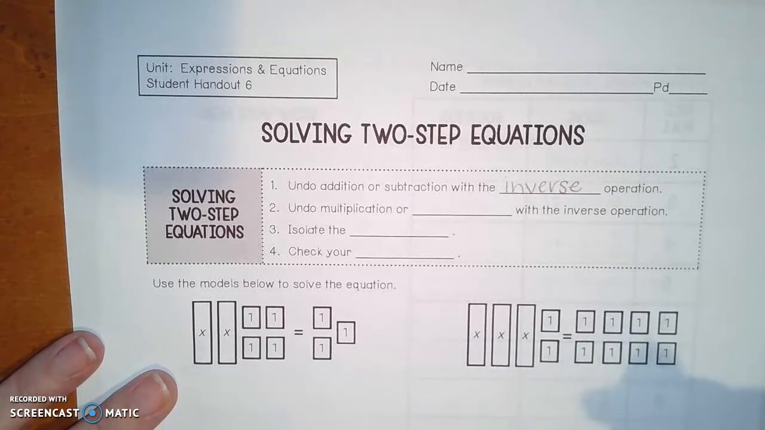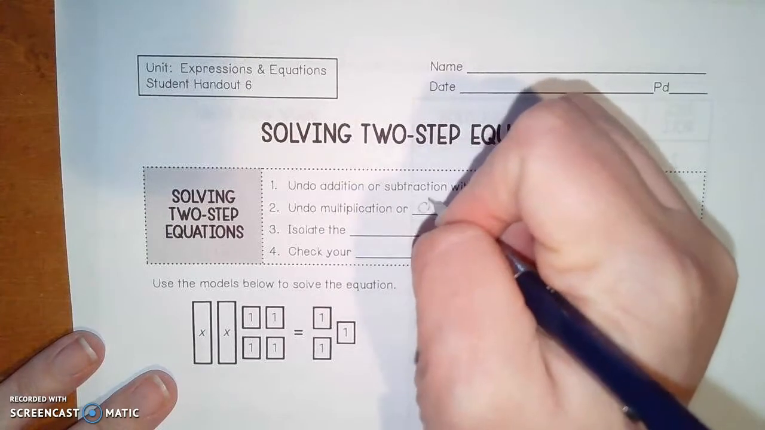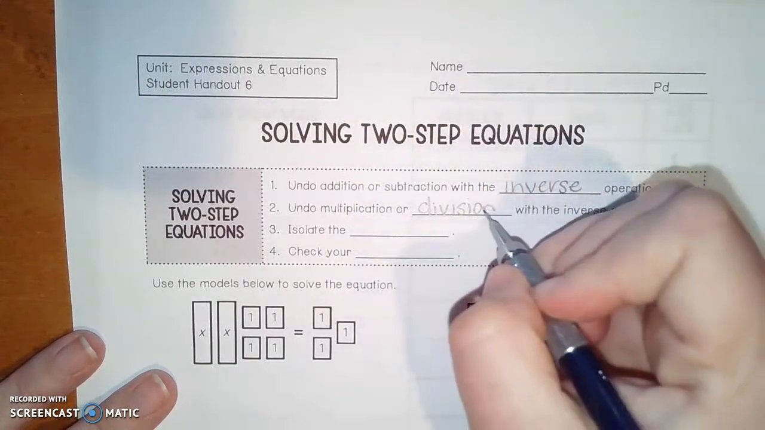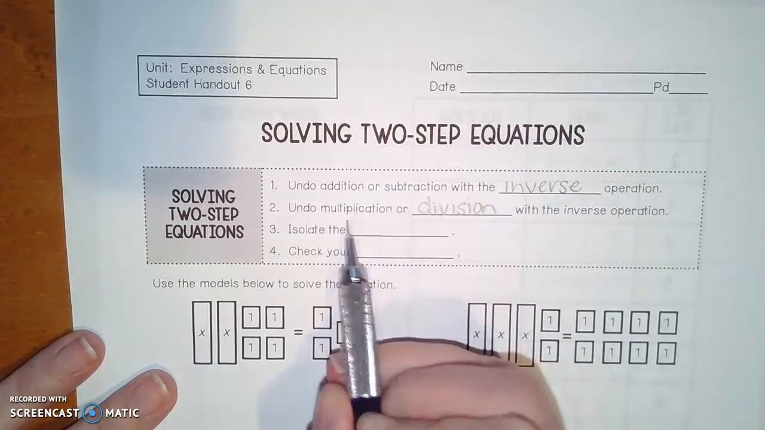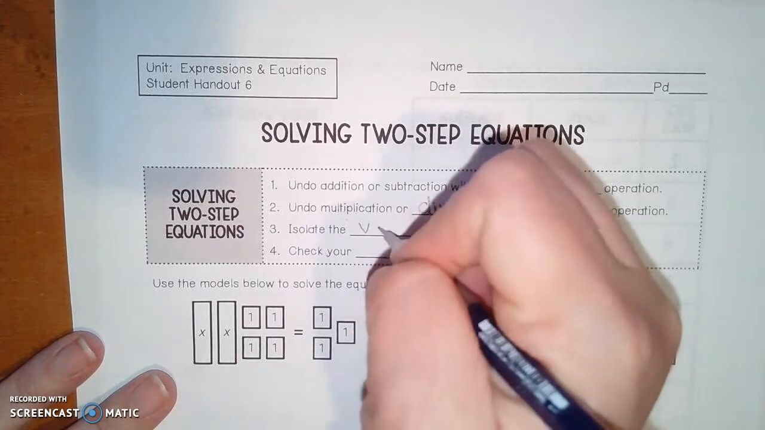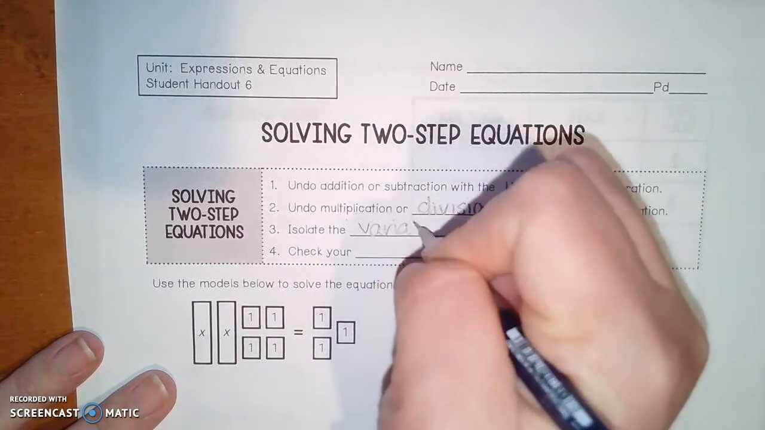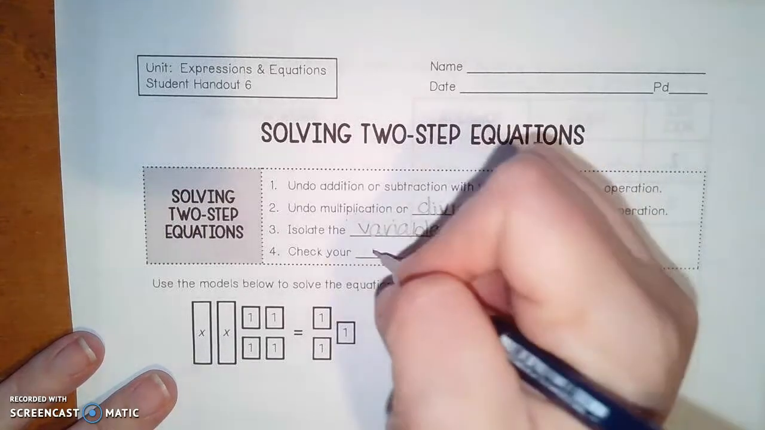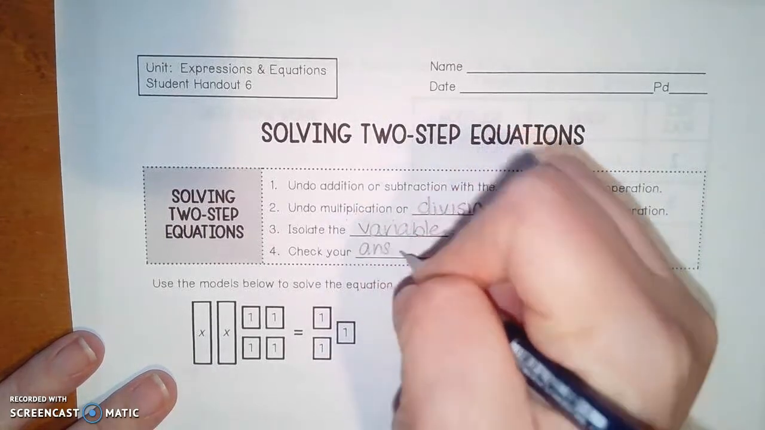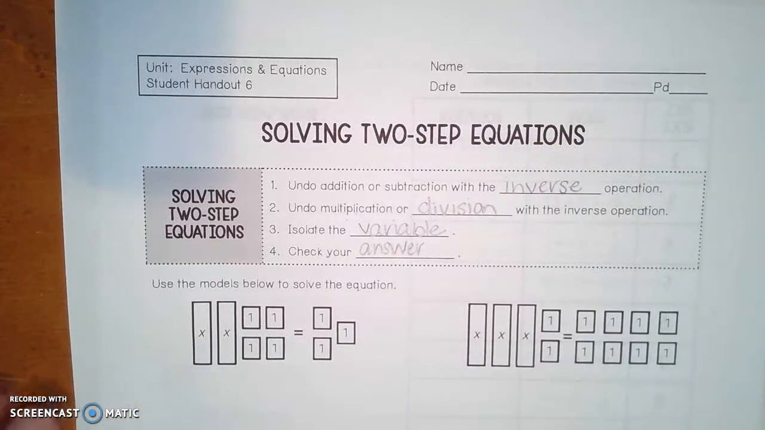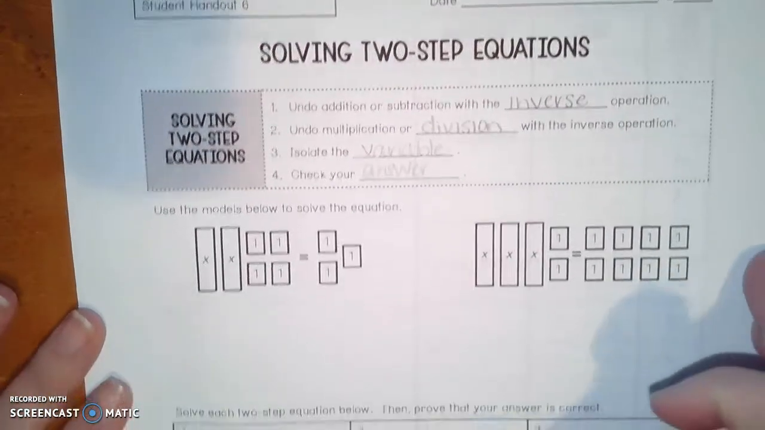Undo multiplication or division. So here we're undoing multiplication or division with the inverse operations. So these two undo each other. Our task is to isolate, again, the variable, which is no different than what we did with one-step equations. And then in the end, we can always go back and check our answer by plugging in our solution with the variable. Okay, so we're going to look at these models that we have right here.